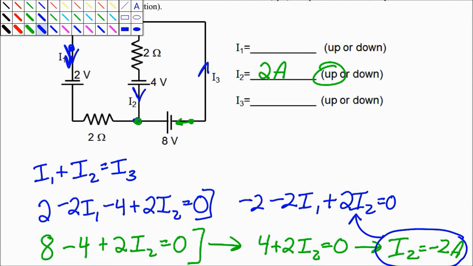So I1 is 3 amps. I found it to be positive. That means I did choose that direction correctly. And now let's see, I can just go ahead and find I3.